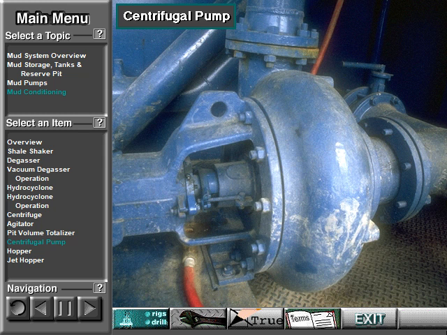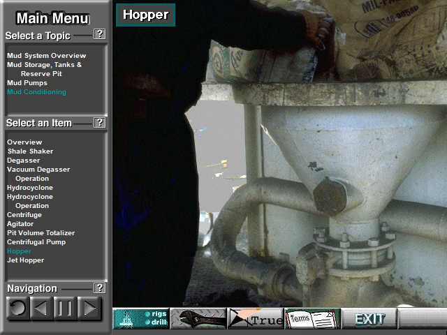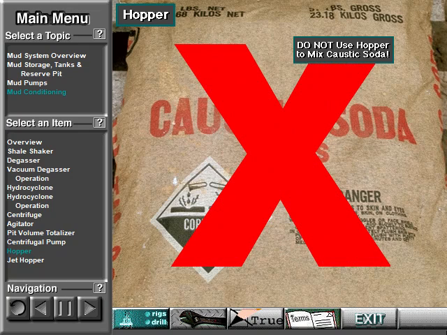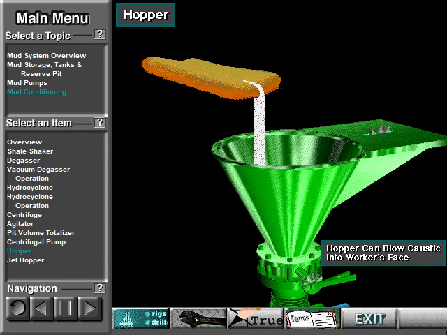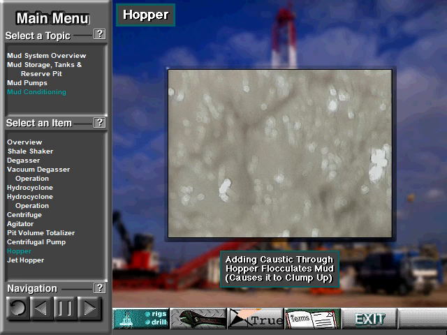The crew also uses a centrifugal pump to mix some mud components. A hopper is like a big funnel. Crew members put sacks of mud material into it. They do not, however, use the hopper to mix caustic soda. The hopper can blow dry caustic back into the face of the worker mixing it. In addition to being dangerous, adding caustic through the hopper can flocculate the mud, cause it to clump up.